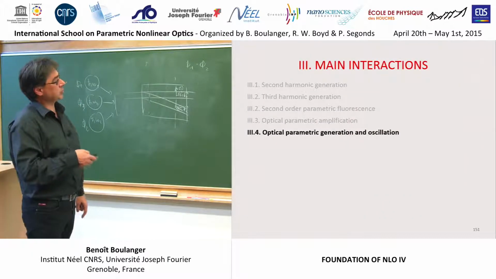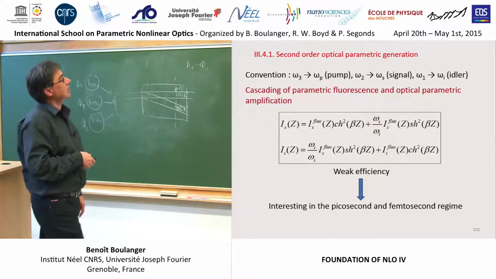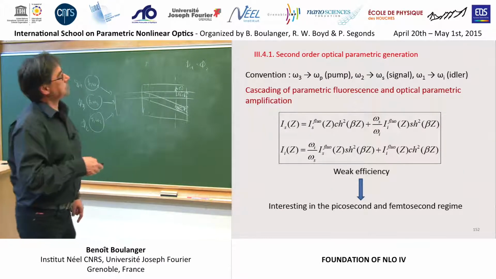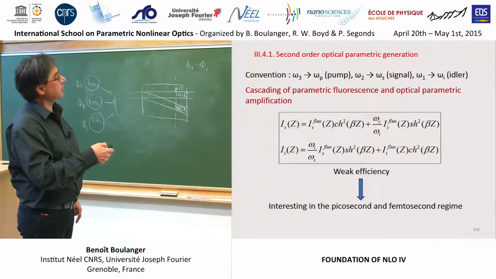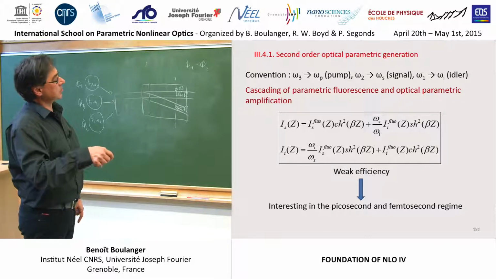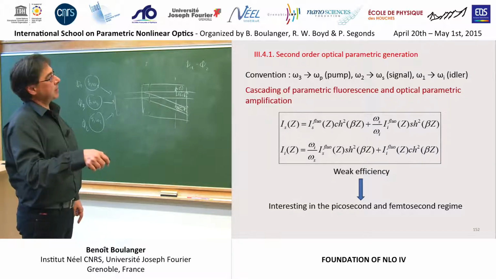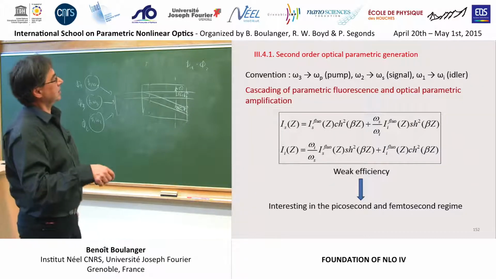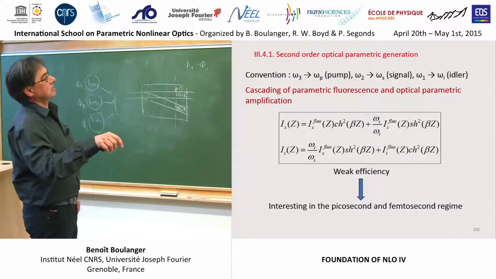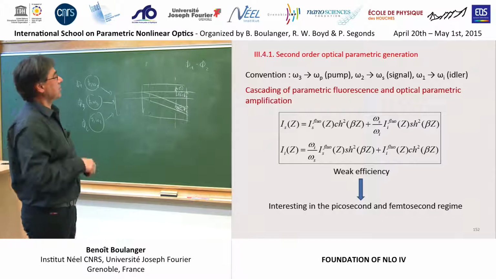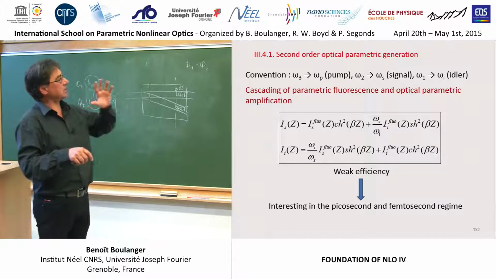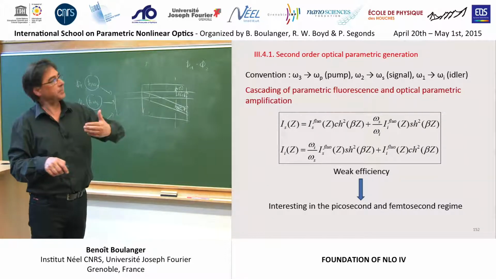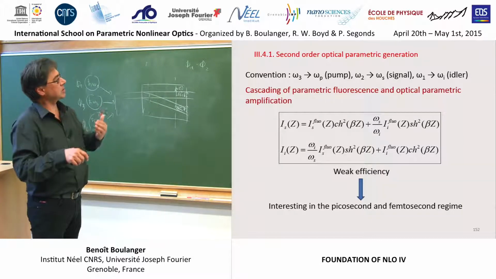Okay, optical parametric generation and oscillation. So, let's begin. About terminology, omega 3 is written omega p, p for pump, omega 2 for the signal, and omega 1 is the idler. You can choose: omega 1 can be the signal and omega 2 the idler. You remember this morning I gave you this picture of cascading of parametric fluorescence and optical parametric amplifications.